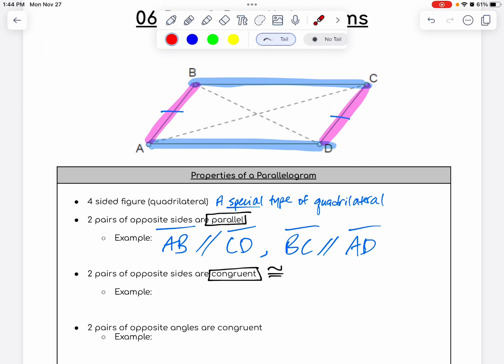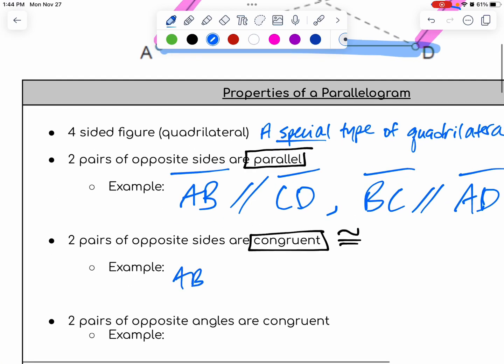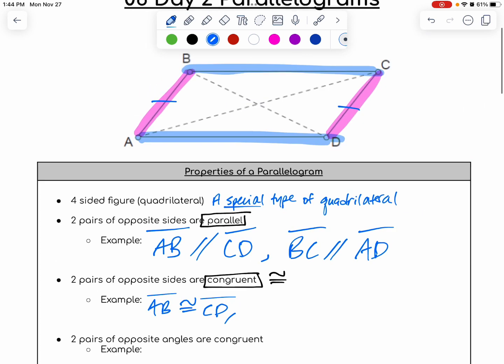Don't they look the same? I mean, like, measure that with your fingers. Don't they look the same? AB and CD. So, okay, they are the same. That's cool. AB is congruent to CD. And also the blue sides are equal too. Doesn't this side look like it's the same exact length as this side? They are the same length. That's a property of parallelogram. So I've got BC congruent to AD.